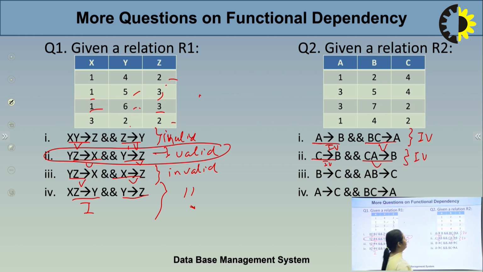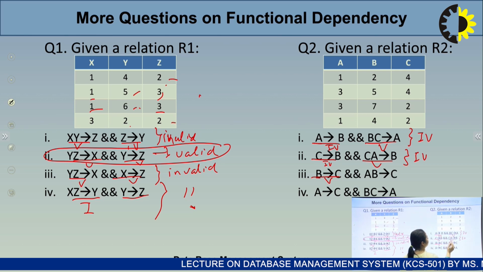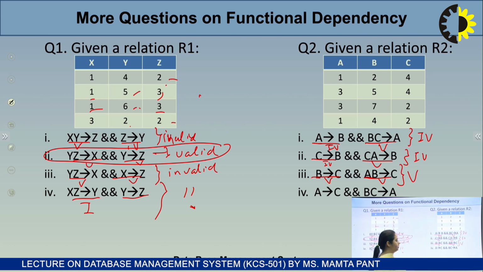Now check for the value of B. The values of B are distinct, so we need not check the functional dependency condition. It would be a valid functional dependency. Now check for A and B: 1 2, 3 5, 3 7 and 1 4. These are distinct, so this will be a valid functional dependency. Combinedly it will be a valid functional dependency.